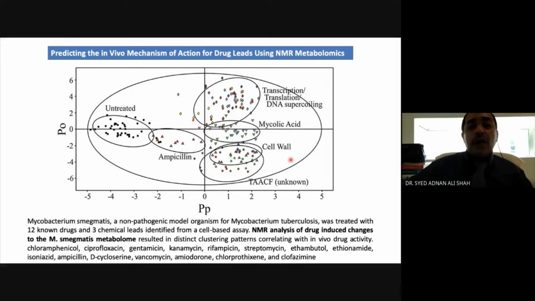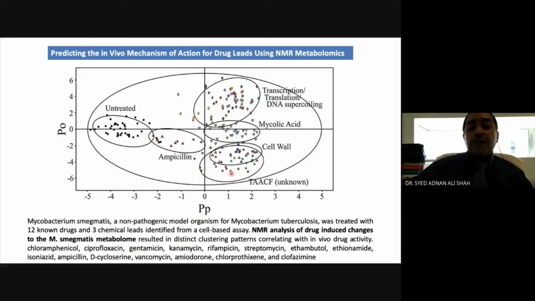This spectroscopic technique is also used in order to identify the mechanism of action. For example, different drugs are used in the case of the bacteria Mycobacterium, and on the basis of using different drugs, different mechanisms of action have been investigated, in that different types of drugs have different metabolomic profiling in the in vivo mechanism of action of these drugs.